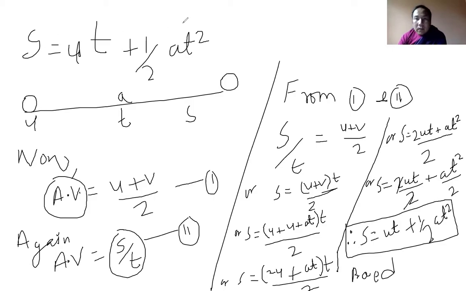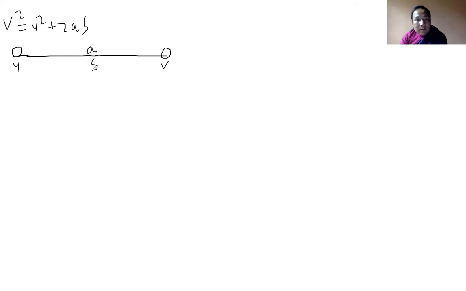Now let's prove the last equation. The last equation is v square equal to u square plus 2as. Suppose there is a path and our body starts to move with initial velocity u and finally reaches the point with final velocity v, and when it does so it produces acceleration a and covers the distance s.